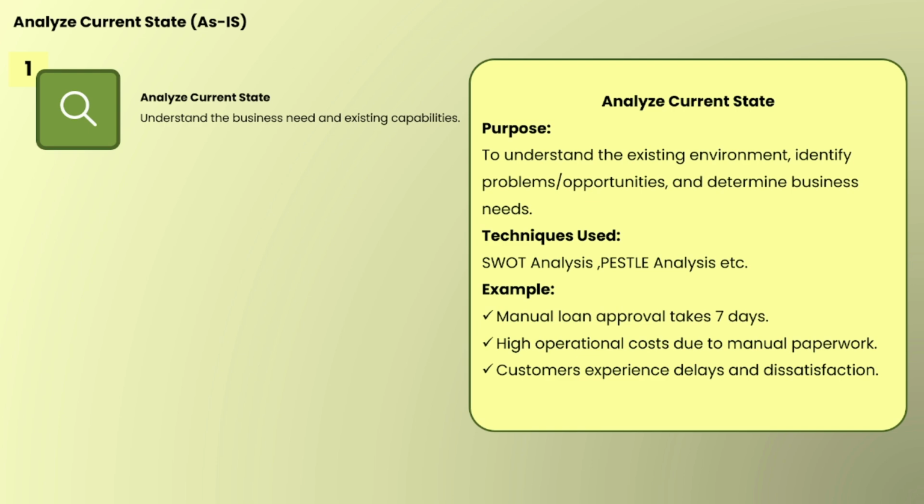Now, identify the problems and opportunities. So this is about spotting issues that need fixing and areas where improvements can be made. In this way we can identify problems and opportunities. Then the next is determining business needs. It defines what the business requires to achieve better efficiency and results. So this is the overall purpose of analyzing the current state.